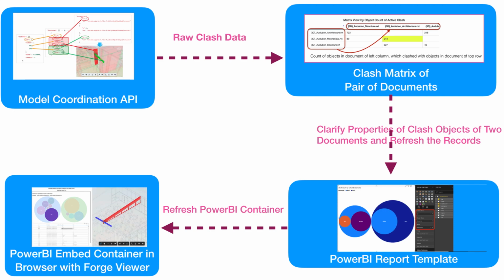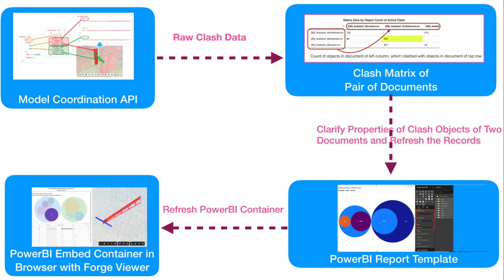So moving on. The following diagram tells you about the workflow of the application that we just saw. With the raw clash data from the Model Coordination API, the sample creates a matrix view of clash objects between documents. It is like a grid view in the BIM 360 user interface. When the user clicks one pair of documents, the corresponding clash and object properties will be dumped as records. These records will be sent to a PowerBI template, a data model with bubble charts and a table view, which has been created in advance.